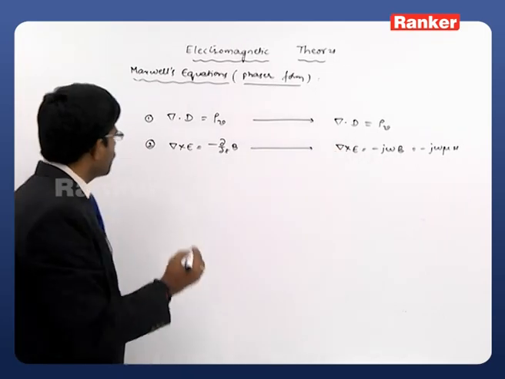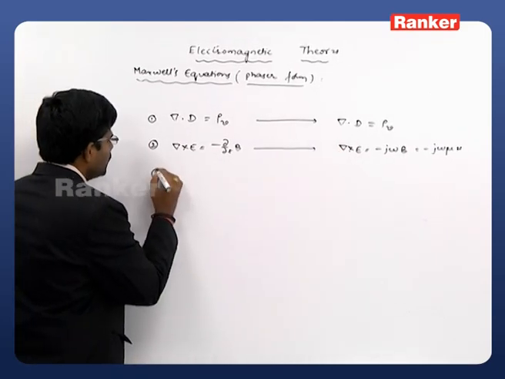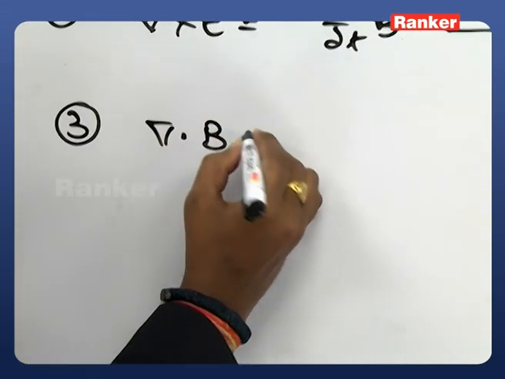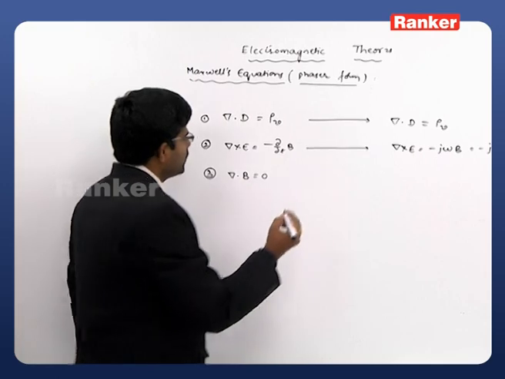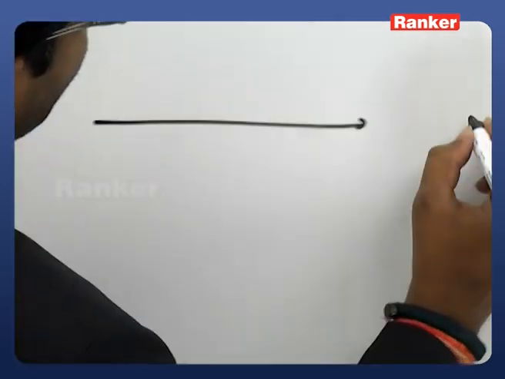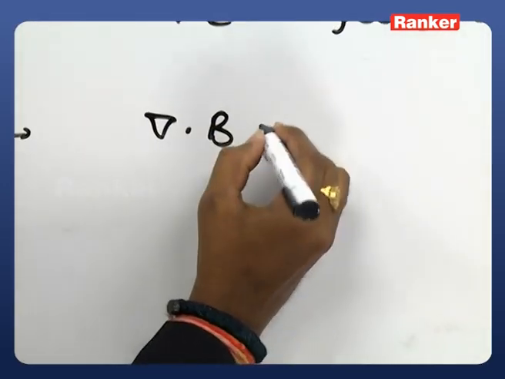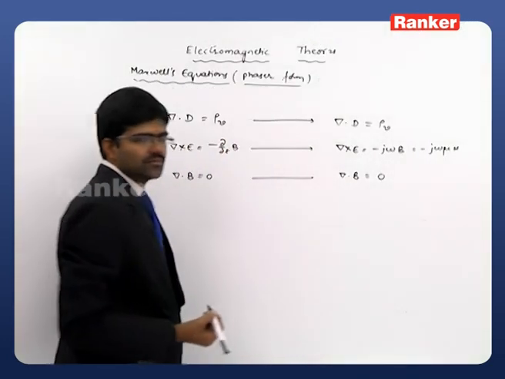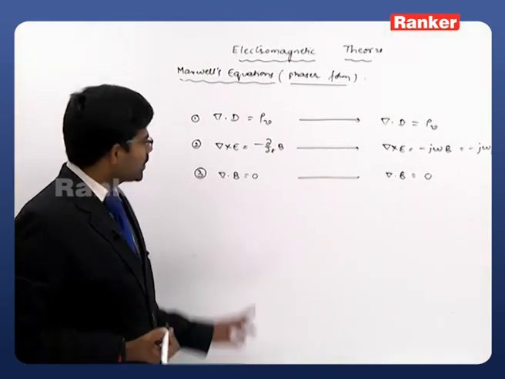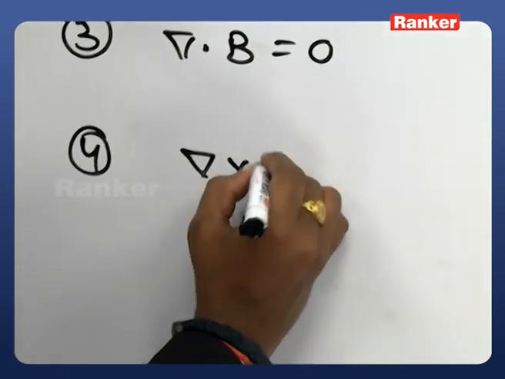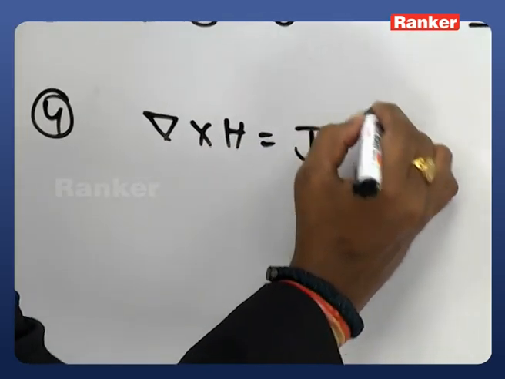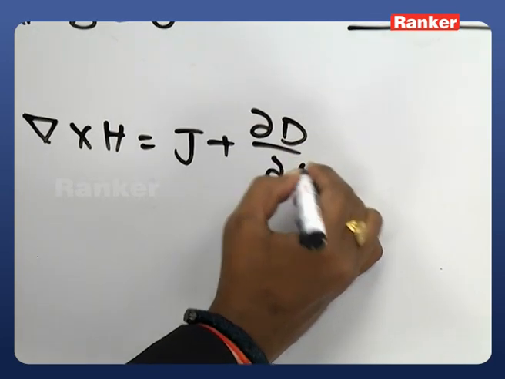In the same way, the third equation that we have is del dot B equals 0. Since there is no time varying term here, this equation can be written as it is, that del dot B equals 0. There is no change in this one. In the same way, the fourth equation that we have is del cross H equals J plus dou D by dou t.